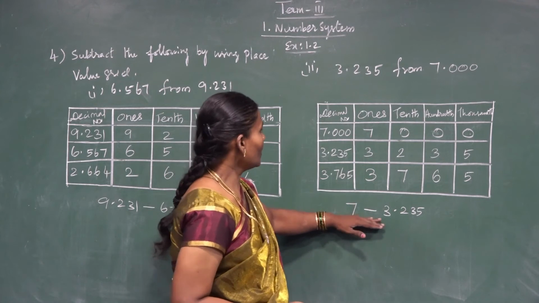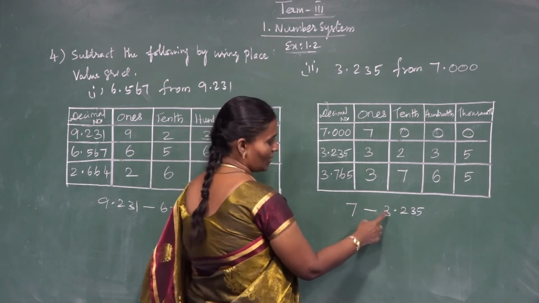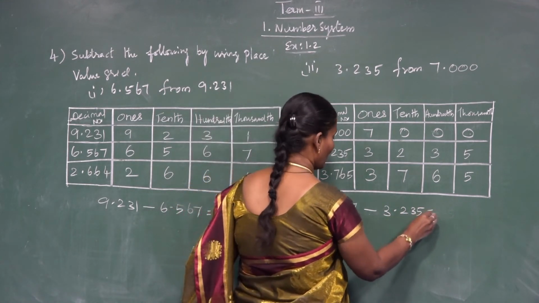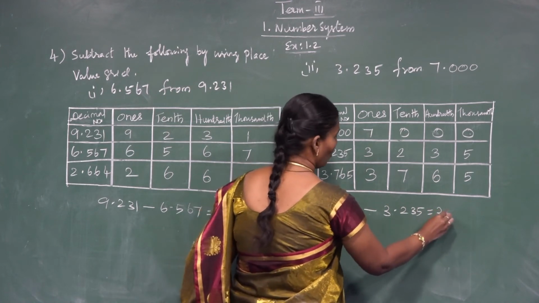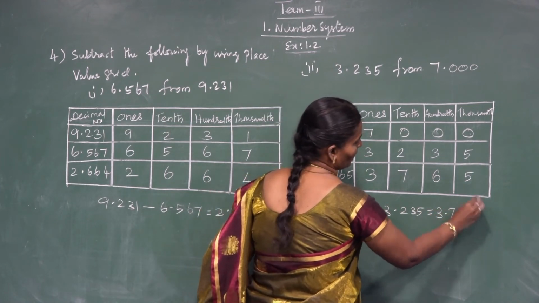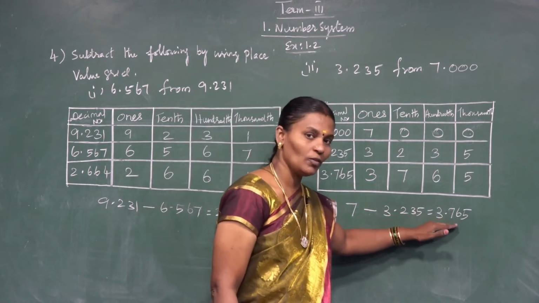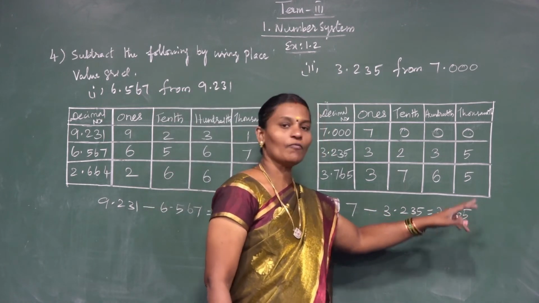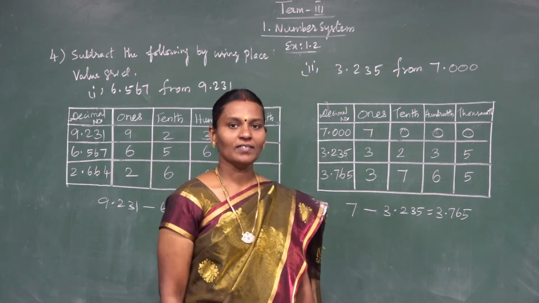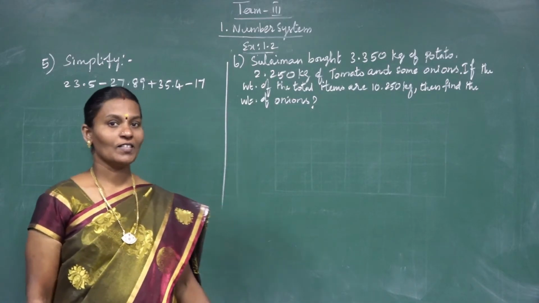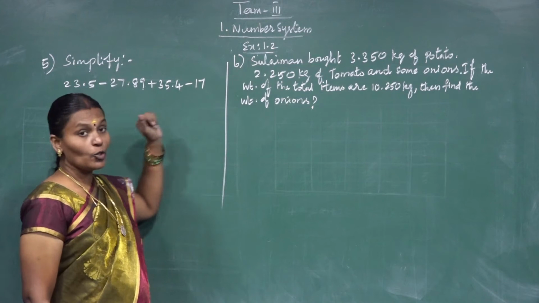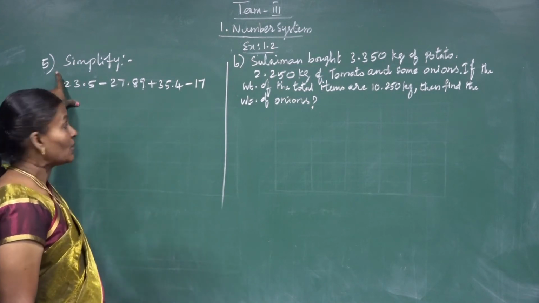So what is the answer here? 7 minus 3.235 is equal to 3.765. That is the answer. Subtraction of these two numbers is equal to 3.765. Understand, children? Good.